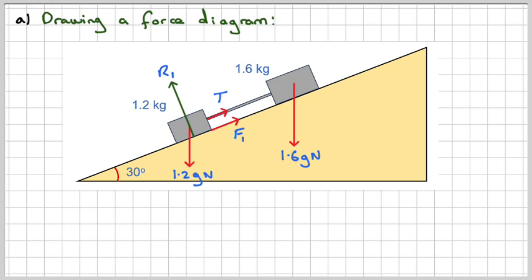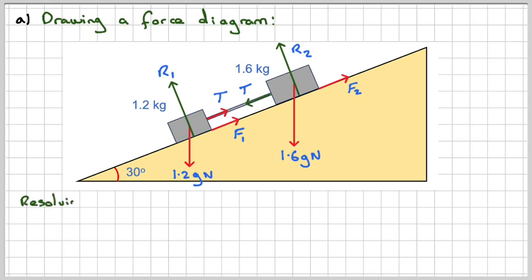For the 1.6 kilogram block, we have a weight acting down at 1.6 g newtons. We have its normal reaction, which we'll call R2, and we will have a tension acting down the block here, and we have F2, a frictional force acting up the slope.